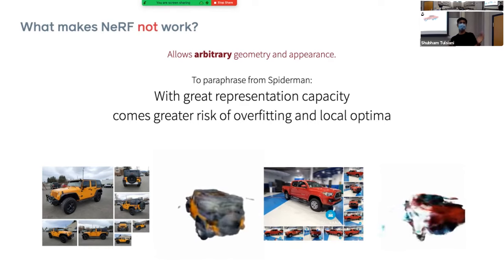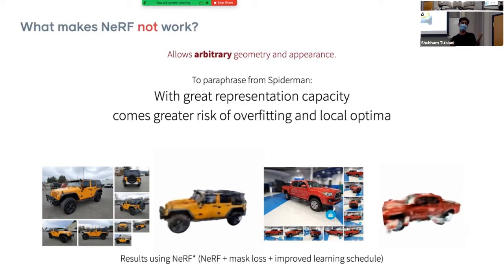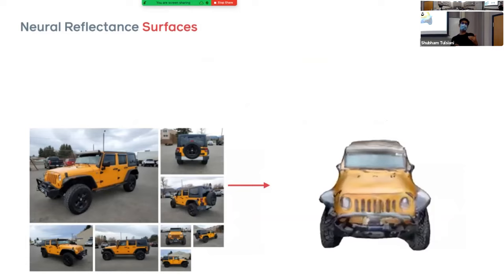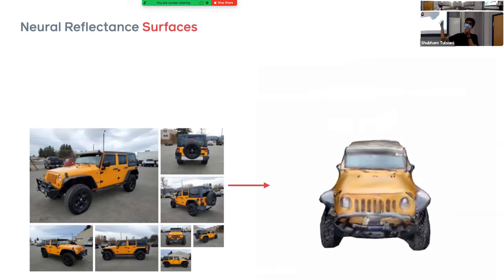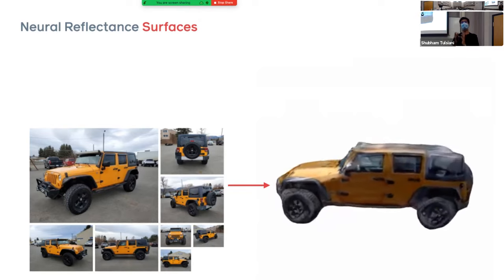And our insight to allow reconstruction in the sparse view setting was actually very simple: to restrict this expressivity and to constrain both the geometry model, by saying that most objects have well-defined surfaces, so that should be something that's built in. And the second is that NeRF allows arbitrary view-dependent variation, whereas in computer graphics, we know that there are more constrained and realistic models of appearance, and that we can include those as opposed to just allowing arbitrary learned neural radiance fields. And just using these two, which I'll describe how, lets us learn 3D inference from just these 8 images and get relatively more accurate 3D models with lighting effects.